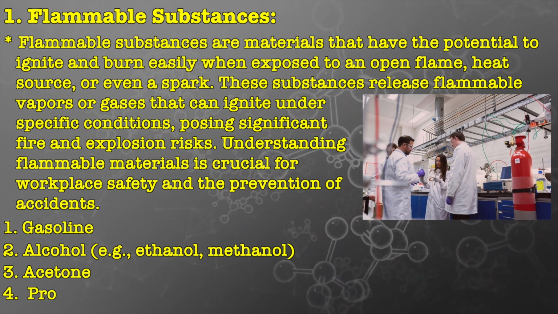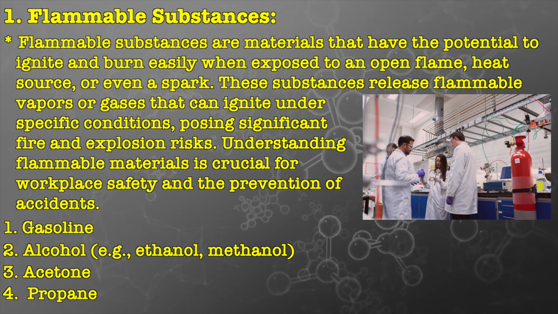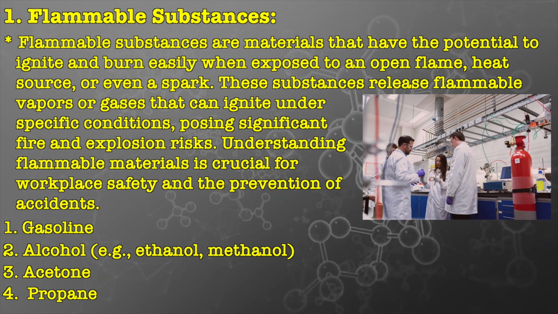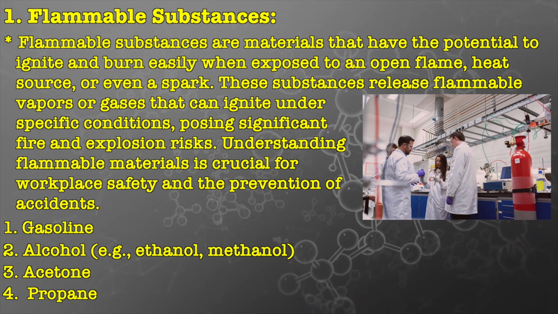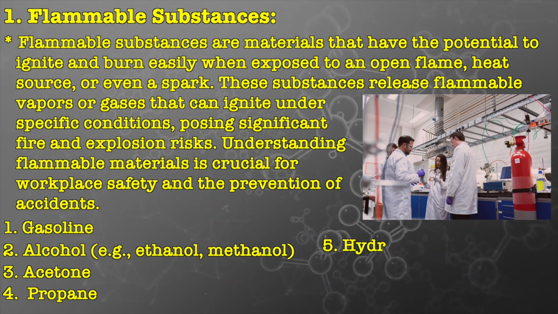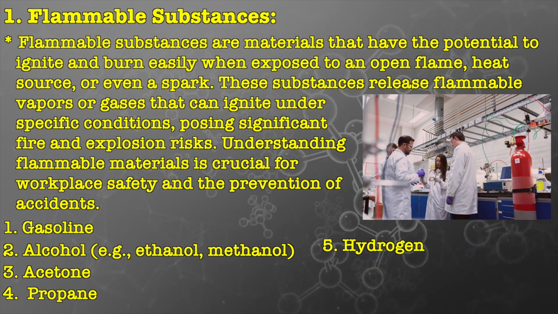Fourth one is propane. Propane is a commonly used fuel for heating, cooking and powering vehicles. It is stored under pressure and can pose explosion risk if not handled correctly. Fifth one is hydrogen. Hydrogen is highly flammable and can ignite with just a spark. It is used in various industrial processes, including in the production of ammonia, and as a fuel source for certain vehicles.